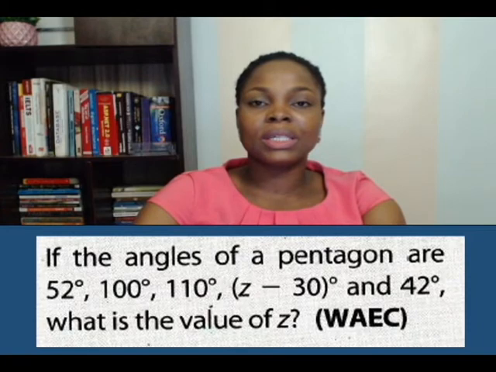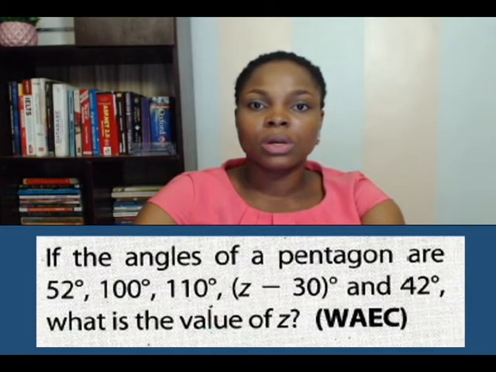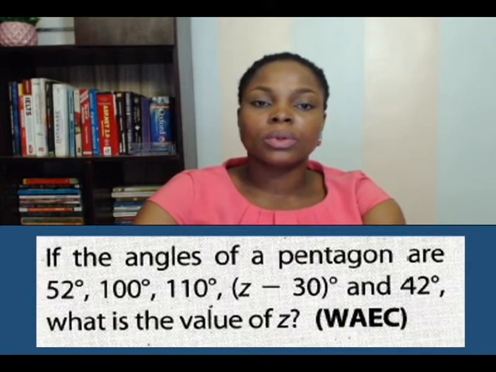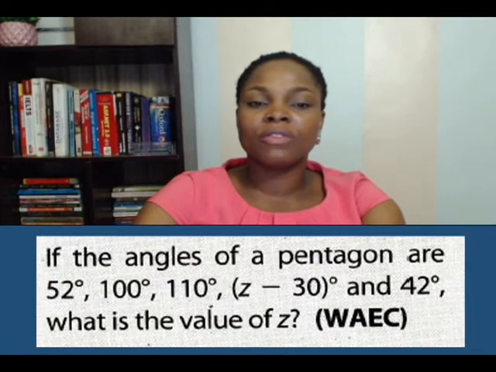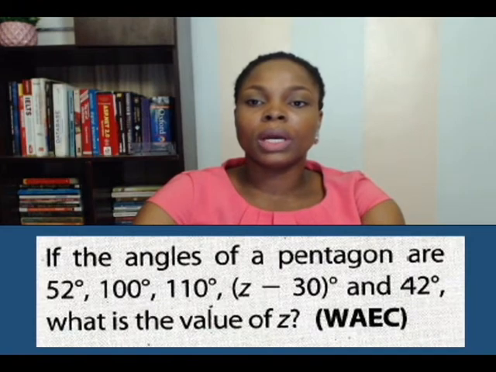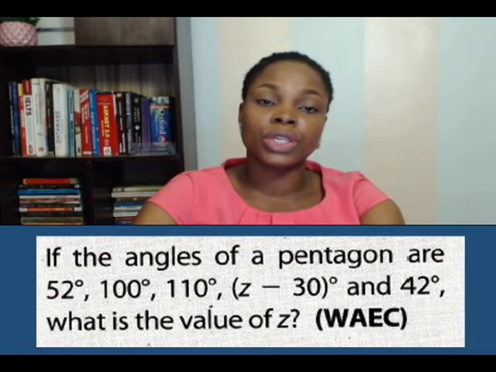This question is on page 169, Functional Mathematics for Senior Secondary Schools, Book 1, by T.M. Asiru et al. The question says, if the angles of a pentagon are 52 degrees, 100 degrees, 110 degrees, z minus 30 degrees, and 42 degrees, what is the value of z?